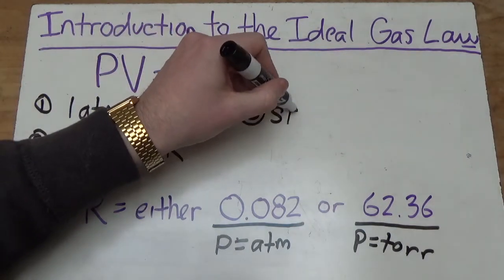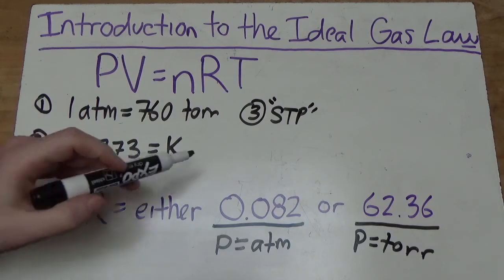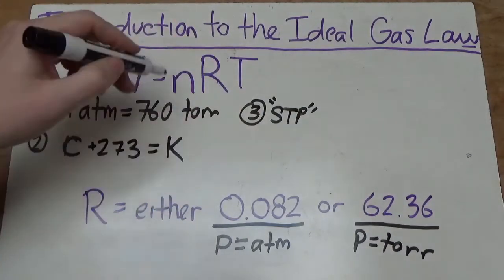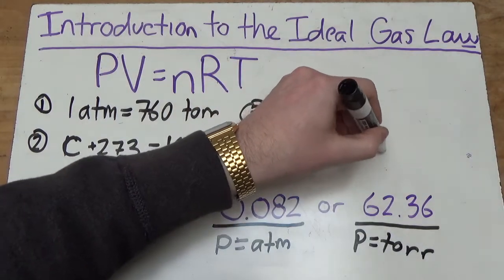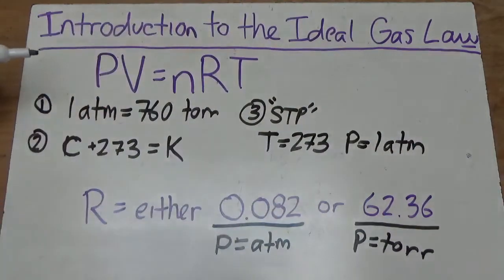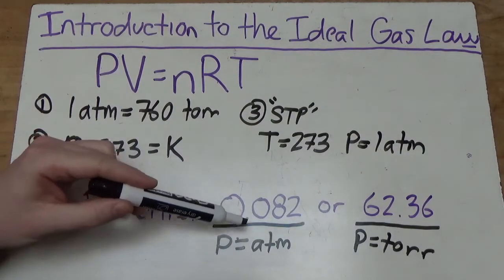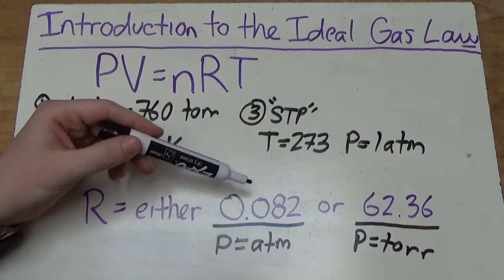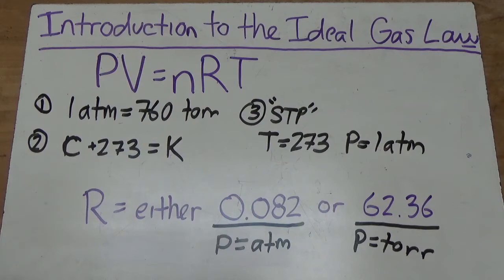Finally, STP. STP is something you might run into in your problems, and this is actually just an acronym that means standard temperature and pressure. And all that means is that in your current problem, T is going to be 273, and P is going to be 1 ATM. When you see STP, you're going to use 0.082 for your R value. And you're going to use 273 for T, 1 for P in atmospheres.